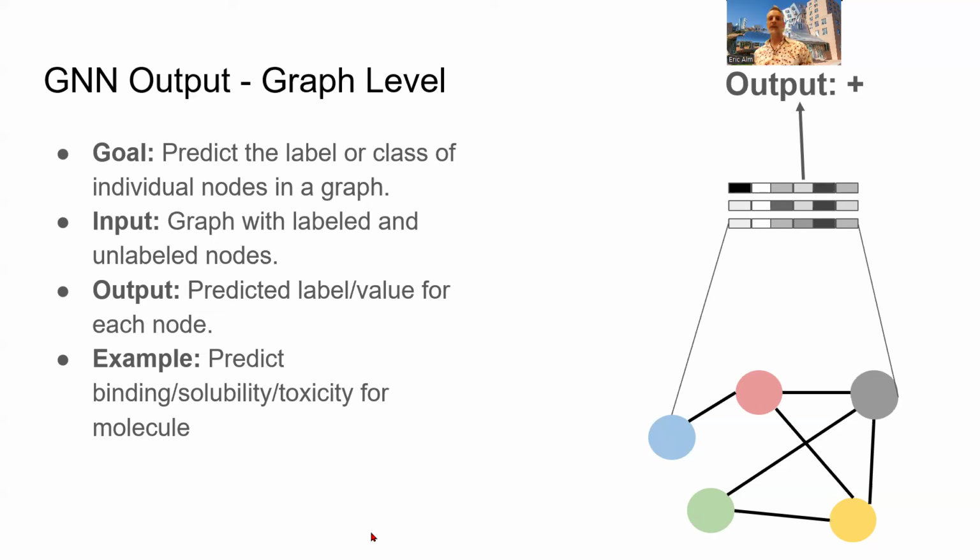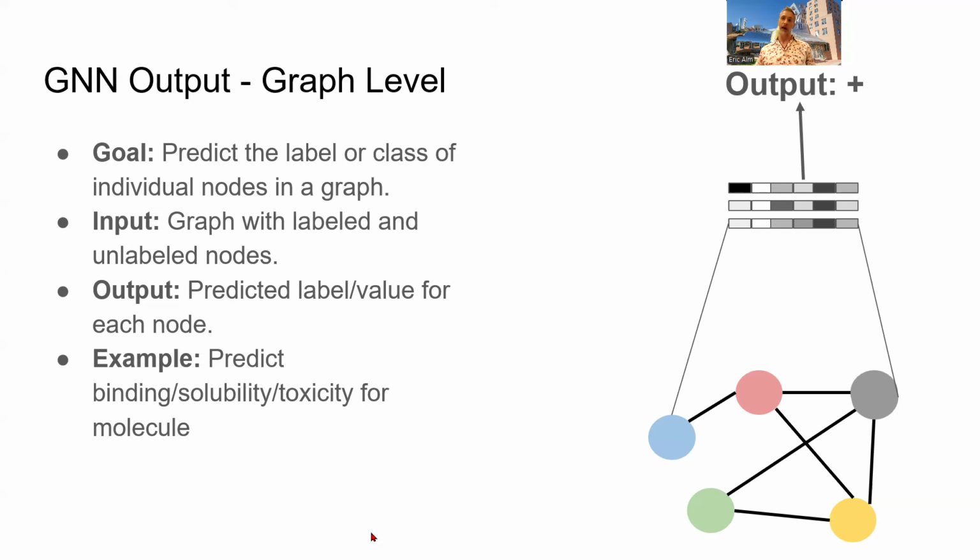The application that we're going to use on the P set is, we've got this molecule that's represented by a graph. And we want to know its solubility. We want to know whether it is toxic or crosses the blood-brain barrier. So now we have a more interesting problem, right?